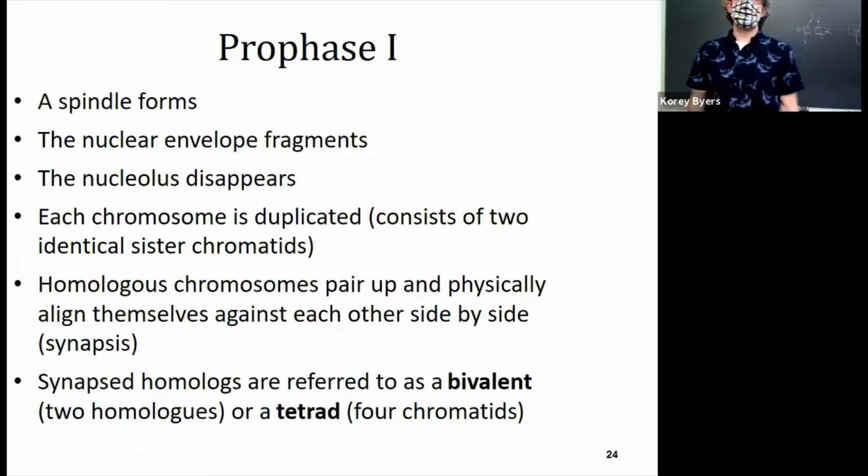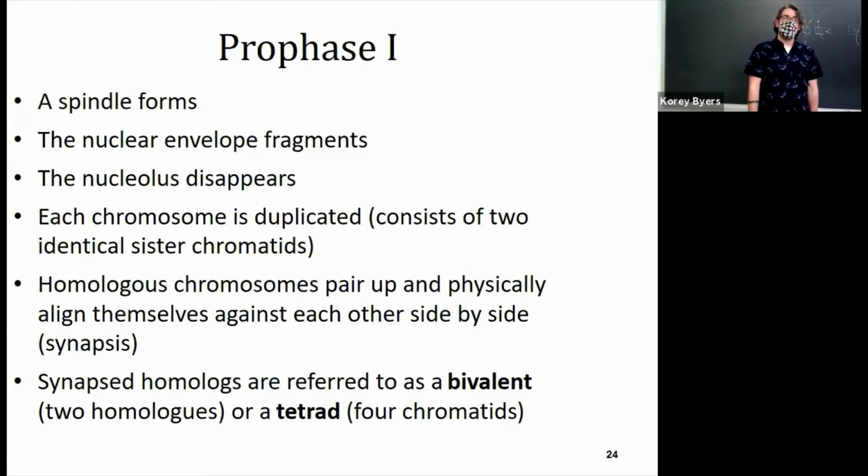You're going to see some similarities here. In prophase 1, a spindle forms. The nuclear envelope fragments. Nucleolus disappears. Each chromosome is duplicated. Old news, just like prophase of mitosis. However, our cells begin to line up, and they don't line up in a direct line. The homologous pairs line up.